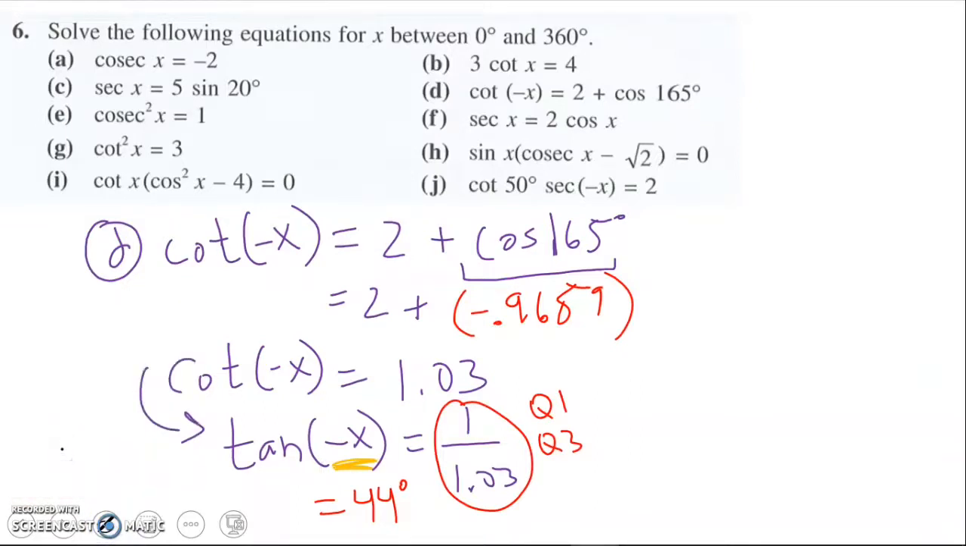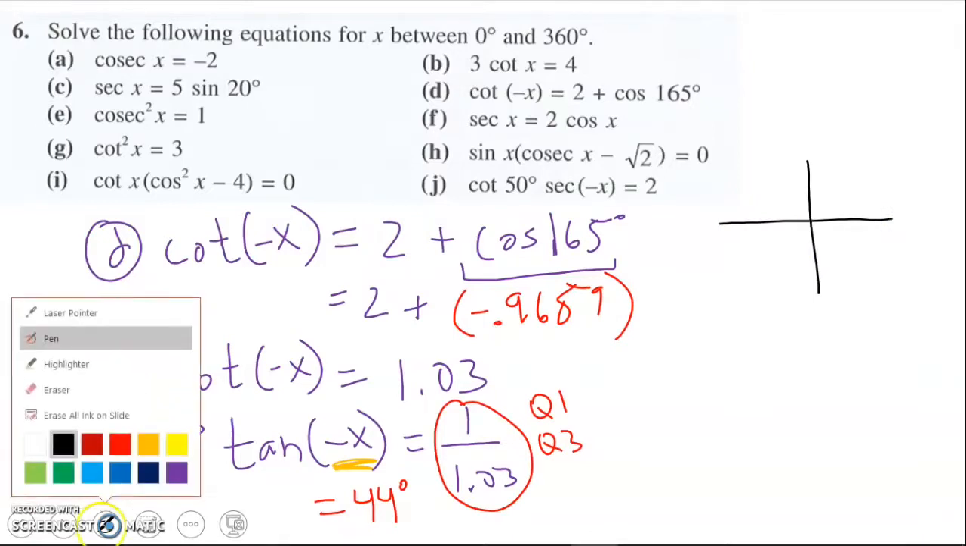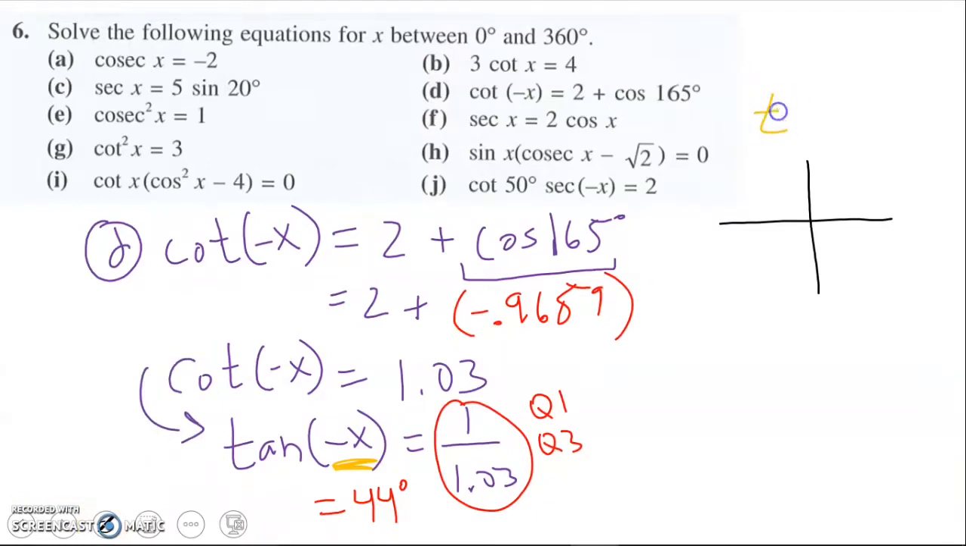So I'm going to actually draw a couple of models here. The first model represents a positive theta. So this is just tan with a positive theta. That's going to go in Q1, right? It's also going to go in Q3, where it's going to go this way and then end up here.